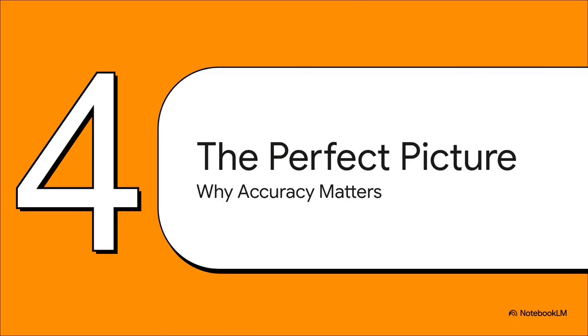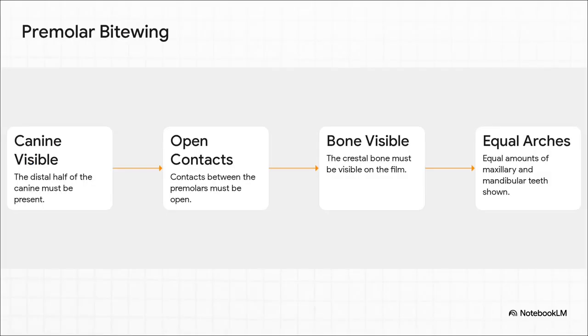Why does identifying all this stuff actually matter? Well, it's because these landmarks are the guideposts that dentists use to get a perfect, diagnostically useful image. For example, let's take a really common X-ray called a bite wing. The dentist has a very precise checklist. They need to see a specific part of a tooth and make sure the spaces between the teeth are wide open. Now, this isn't just about getting a pretty picture. Getting the alignment right based on all the anatomy we've just seen is the only way to spot tiny little cavities or bone loss that could otherwise be totally missed.